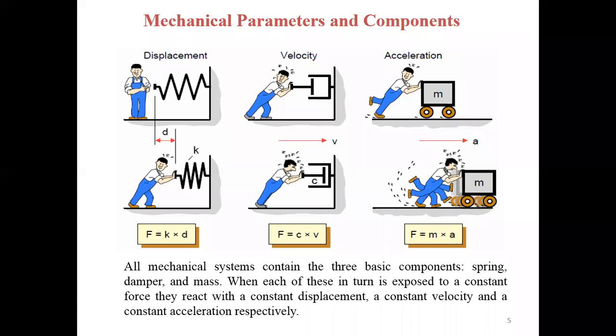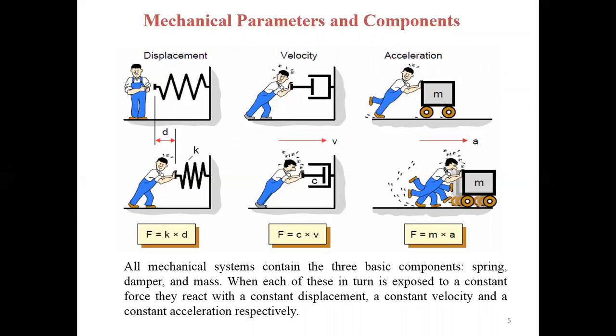Welcome back friends. Today we are going to study mechanical vibrations, different kinds of mechanical vibrations like free damped vibration and the dampers used for the vibrations, like damped vibration, viscous damping, Coulomb damping, right? So first of all, there are different kinds of mechanical parameters and components.